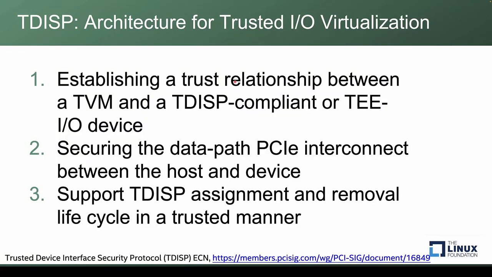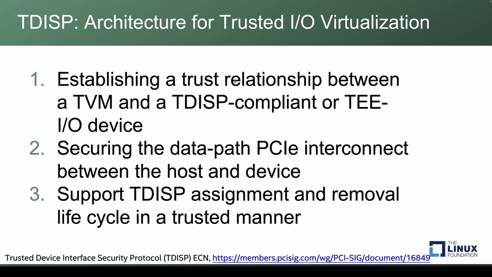TDISP defines an architecture for trusted IO virtualization, which includes establishing a trust relationship between a TVM and a TEE-IO device. The TEE-IO device interface, called TDI, is a unit of assignment for an IO virtualization capable device. For example, a TDI may be an entire physical device or an SR-IOV virtual function.